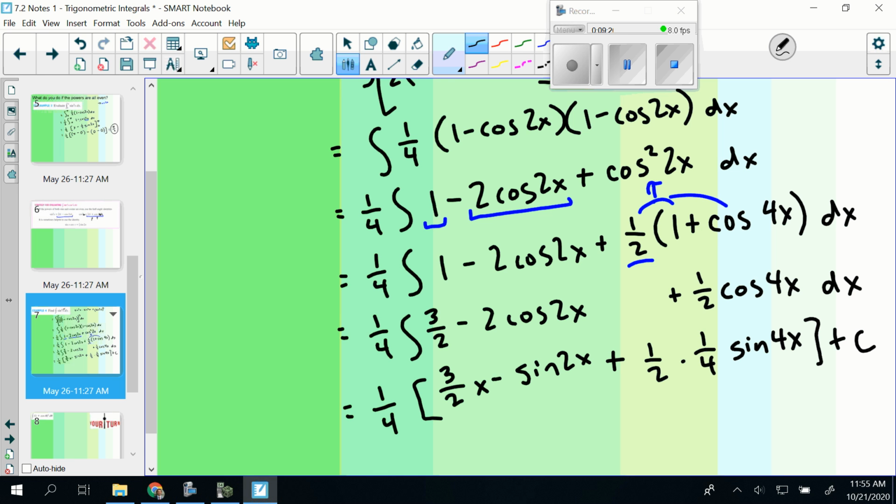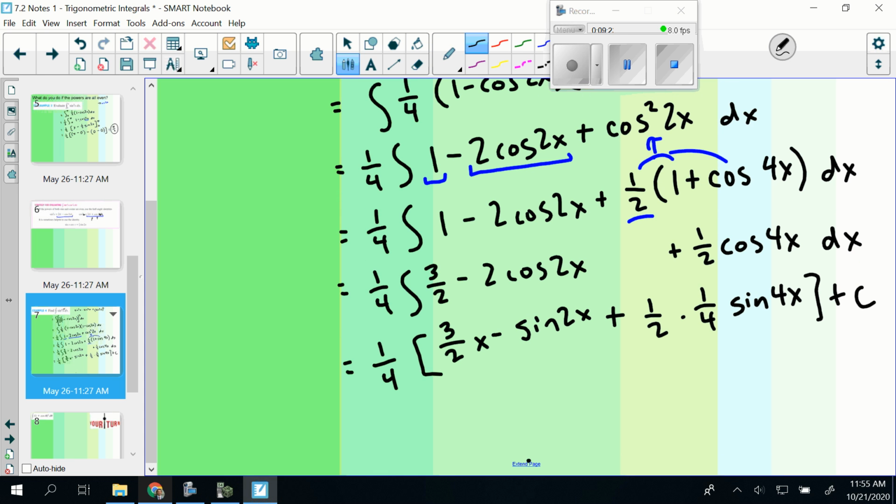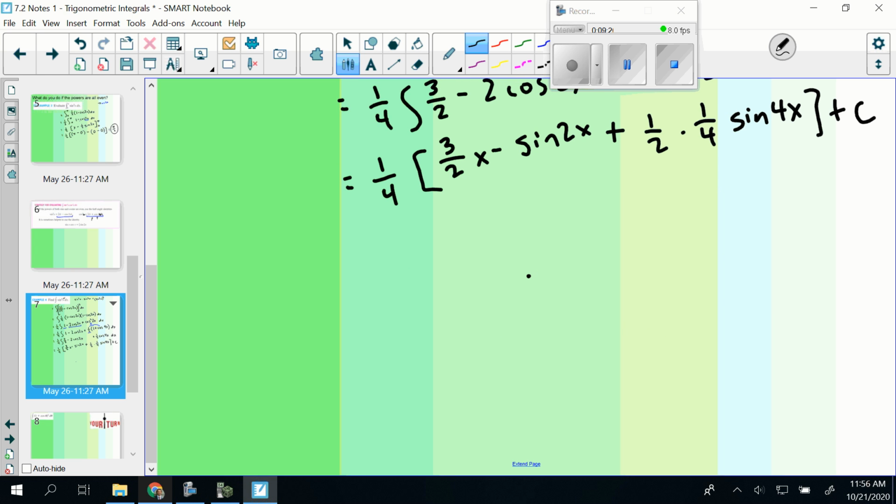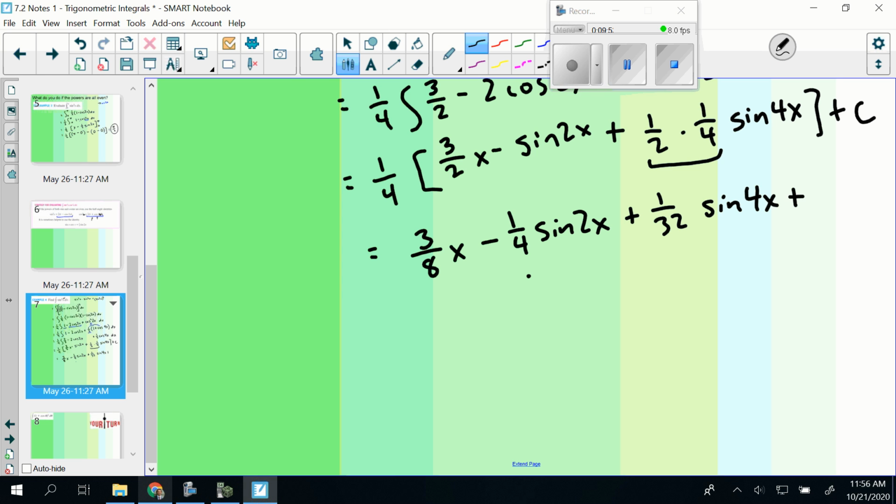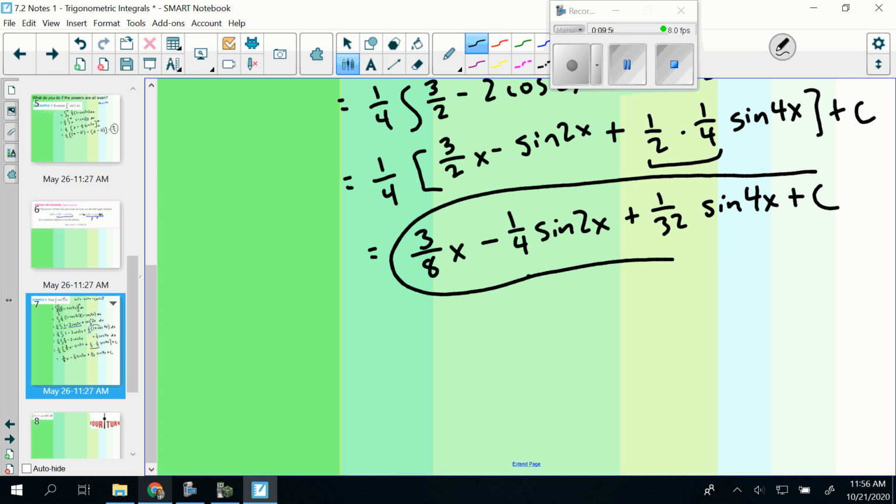So last thing now, we want to go through and see if we can simplify or distribute out that 1/4 here, and we should get the final answer. So we'd have 1/4 times 3/2 would be 3/8 x minus 1/4 sine 2x. Here we got these two multiplied together is 1/8 times 1/4 would be 1/32 sine of 4x. And that right there would be the antiderivative of this one.